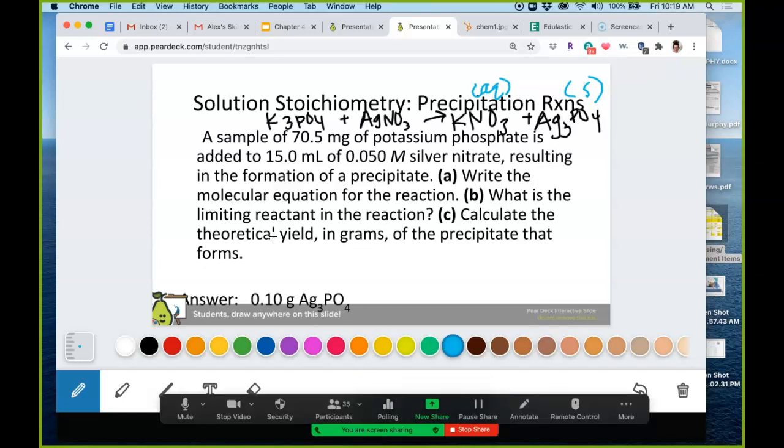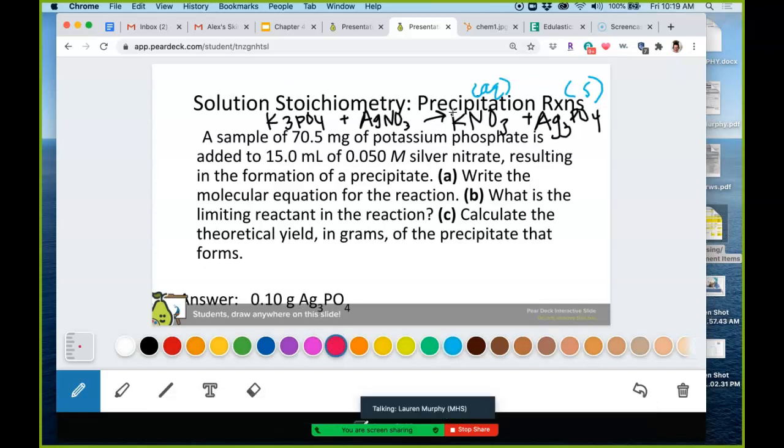So I have to balance. Let me balance. Let's see. I need 3 potassiums, which gives me 3 nitrates. So I need to put a 3 here, which gives me 3 silvers. 3 silvers. Questions so far?